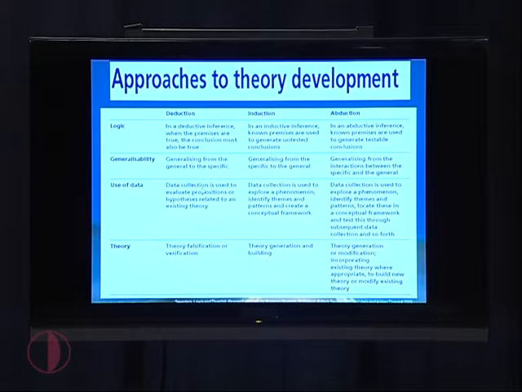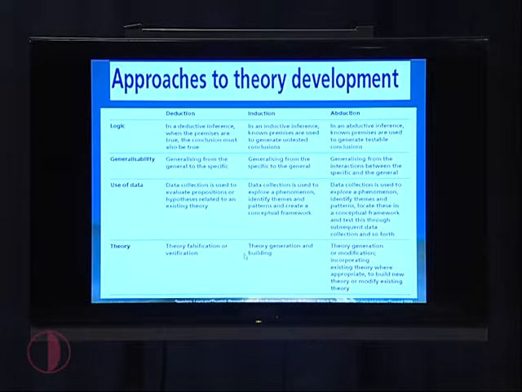Use of data for deduction: data collection is used to evaluate propositions or hypotheses related to an existing theory. So we start from the theory, while here we need to build a theory or conceptual framework. And abduction is something oscillating, not obeying or applying definite rules, moving from abduction to induction and to deduction. Deduction is for theory falsification or verification, and induction is for theory generation and building.